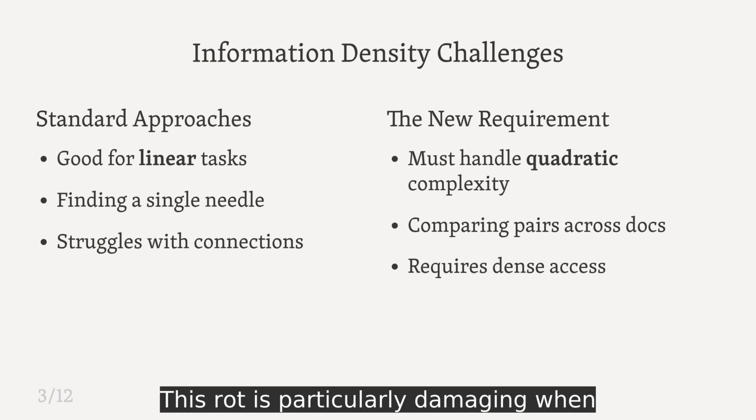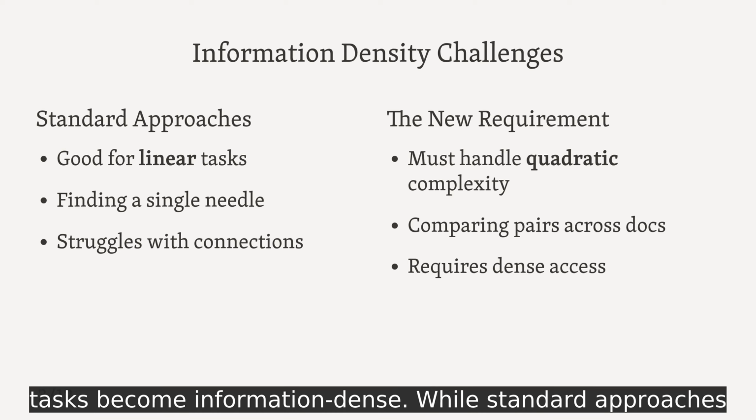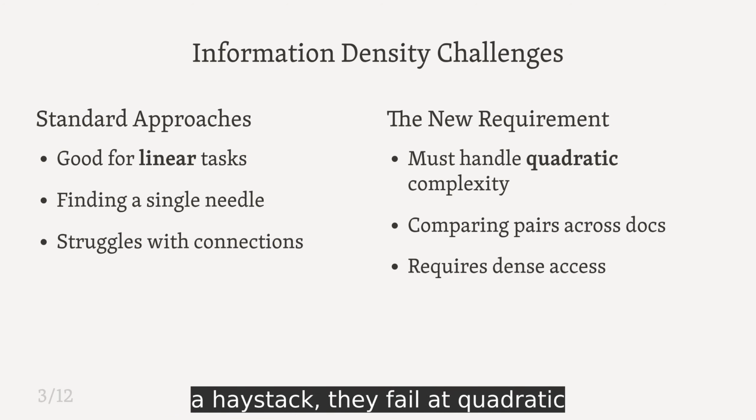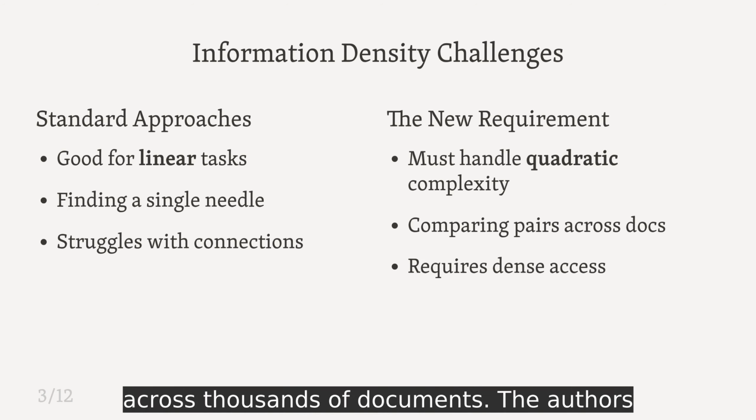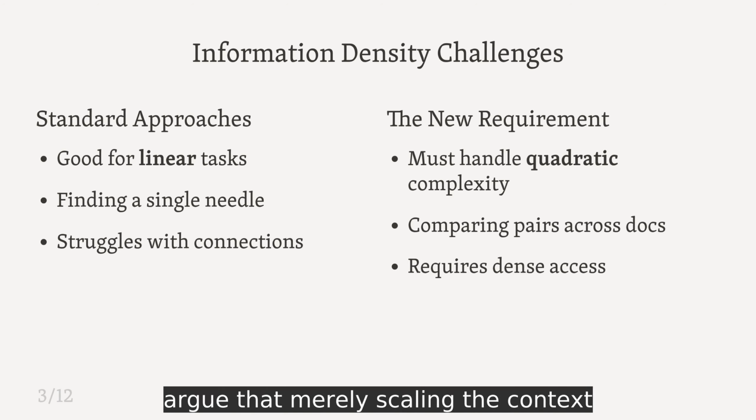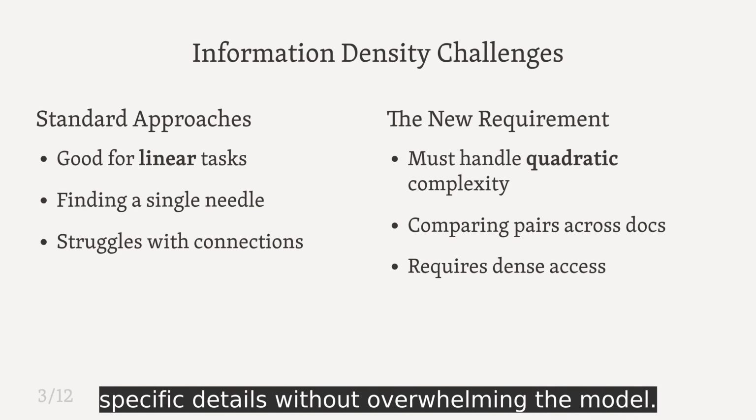This rot is particularly damaging when tasks become information-dense. While standard approaches can find a single needle in a haystack, they fail at quadratic tasks, like comparing pairs of arguments across thousands of documents. The authors argue that merely scaling the context window isn't enough. We need a way to maintain dense access to specific details without overwhelming the model.